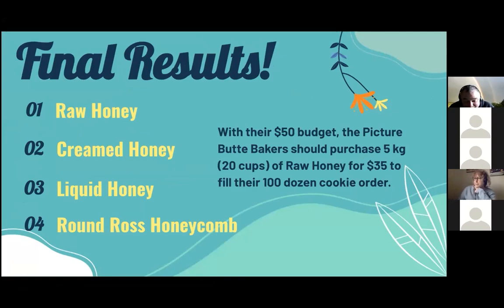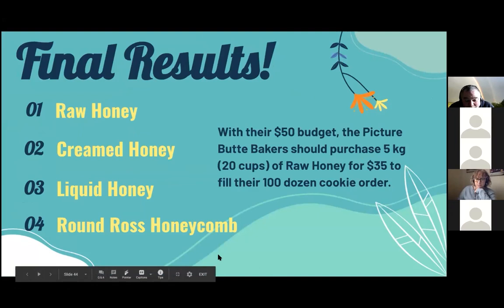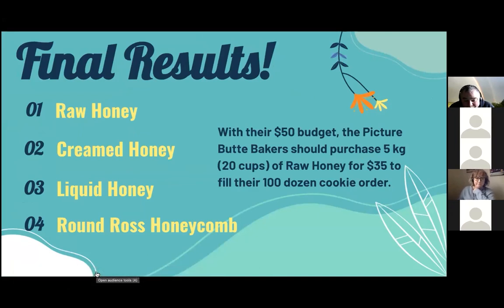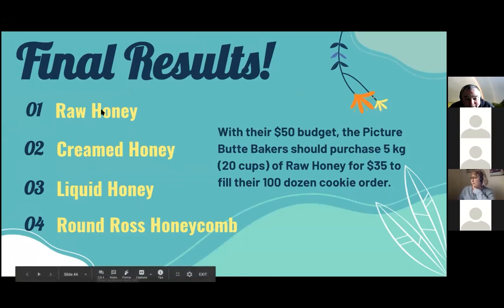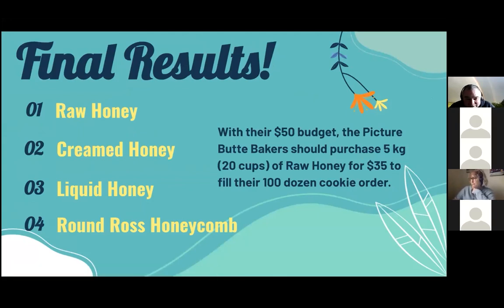So, okay, our final results. We know that our placings are 4, 3, 2, 1. And raw honey was number 4, creamed honey number 3, liquid honey number 2, and round Ross honeycomb was number 1. So anyway, we know that the placings are 4, 3, 2, 1.